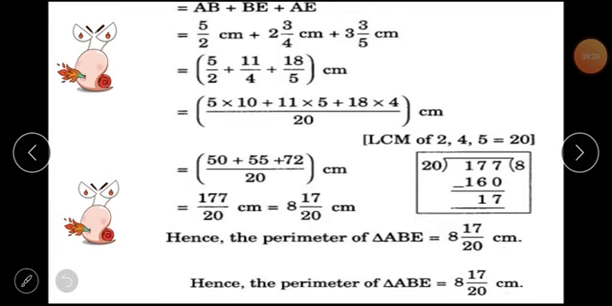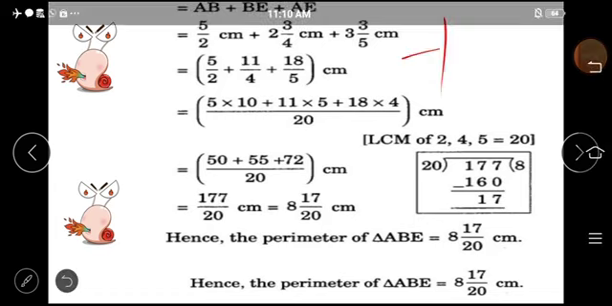So you will put all the values, 5 upon 2, 2 3 by 4 and 3 whole 3 upon 5. And you will convert: 2 4s are 8 plus 3 will be 11 upon 4. 3 into 5, 15 plus 3 will be equal to 18 upon 5. And students, we know that if values are given in fractional form and the denominators are different, so what we have to do? We have to take the LCM.